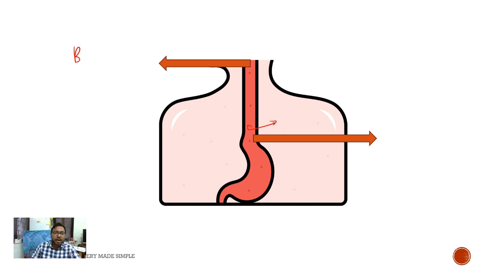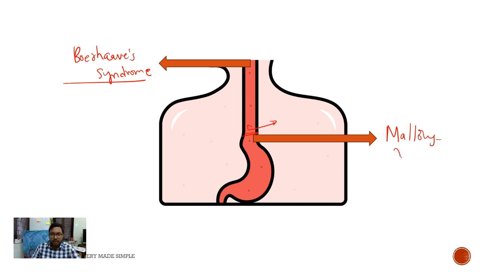So that will lead to a condition called Boerhaave syndrome. Okay, so Boerhaave syndrome is nothing but a complete full thickness perforation. Whereas if it is happening against a closed lower esophageal sphincter, it will lead to what is called a Mallory-Weiss tear. Okay, so this is the main difference between Boerhaave syndrome and Mallory-Weiss tear.